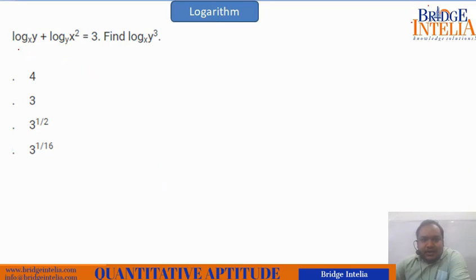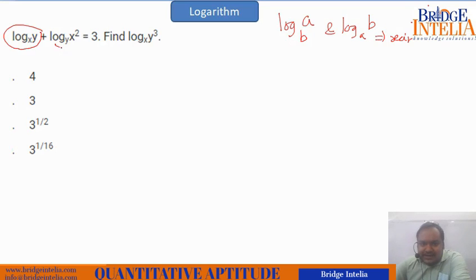Log y to the base x plus log x square to the base y is equal to 3, and based on this information we are being asked to calculate the value of log y cube to the base x. If you observe something, log a to the base b and log b to the base a are reciprocals. The same is going on here. You can see log y to the base x, and here you can see log x to the base y.